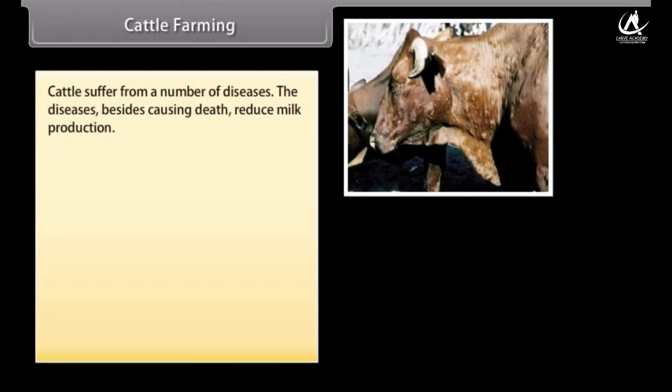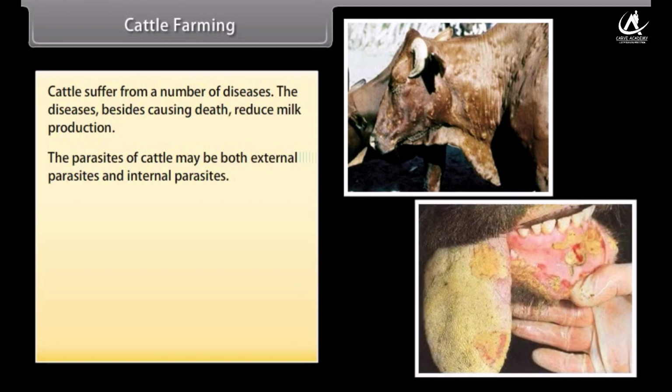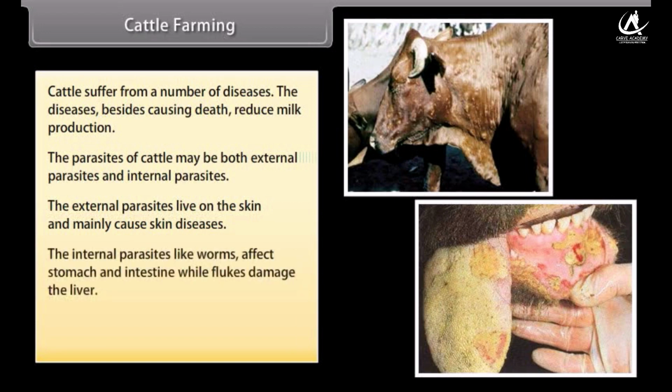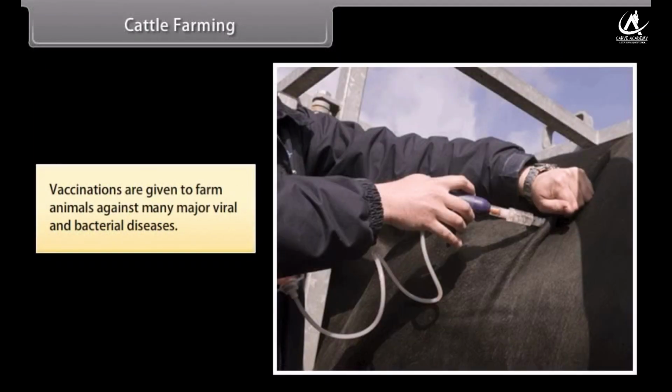Cattle suffer from a number of diseases. The diseases, besides causing death, reduce milk production. The parasites of cattle may be both external and internal parasites. The external parasites live on the skin and mainly cause skin diseases. The internal parasites, like worms, affect the stomach and intestine, while flukes damage the liver. Infectious diseases are also caused by bacteria and viruses. Vaccinations are given to farm animals against many major viral and bacterial diseases.